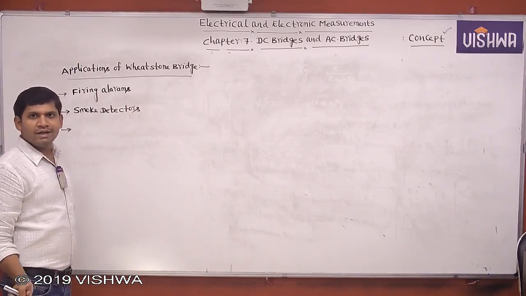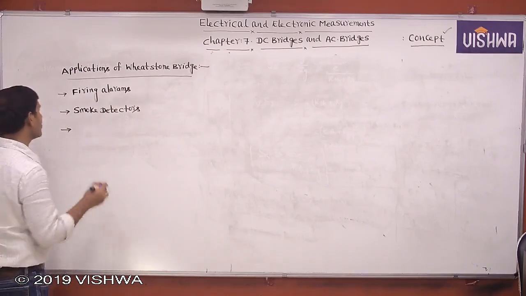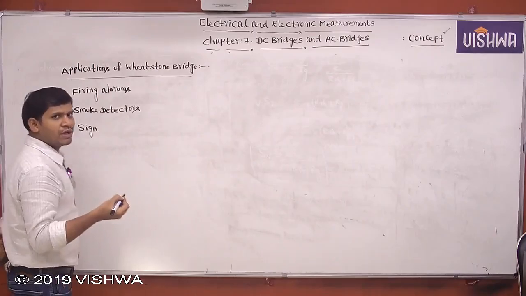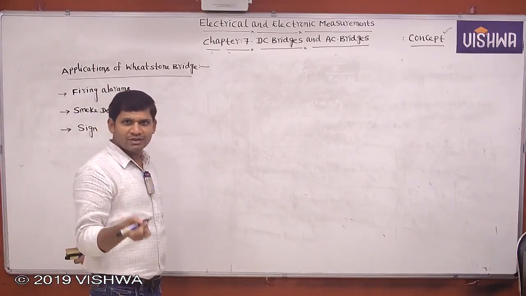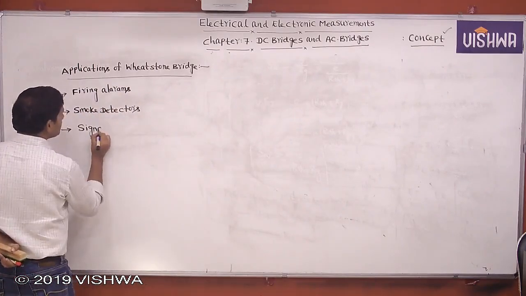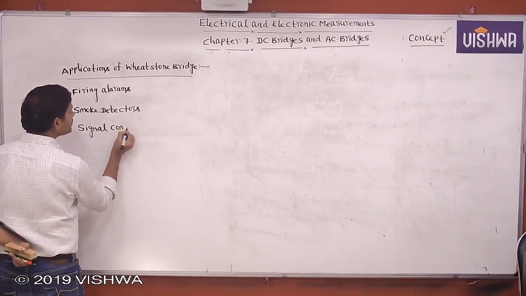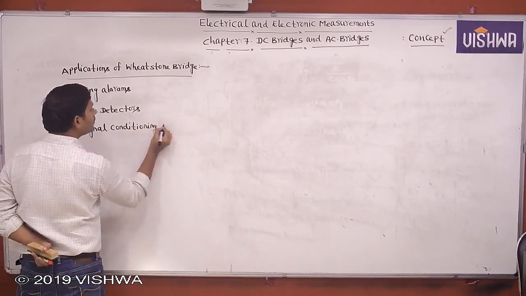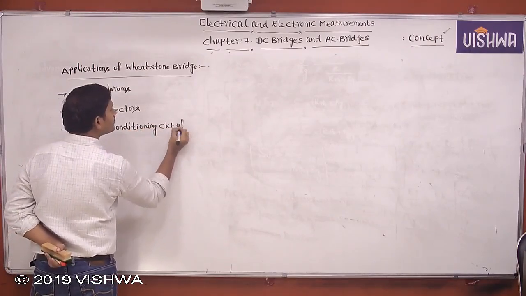And signal conditioning circuits of transducers. That means in a transducer, if you want to convert change of resistance into voltage or current, then we can use a Wheatstone bridge. Signal conditioning circuits of transducers.